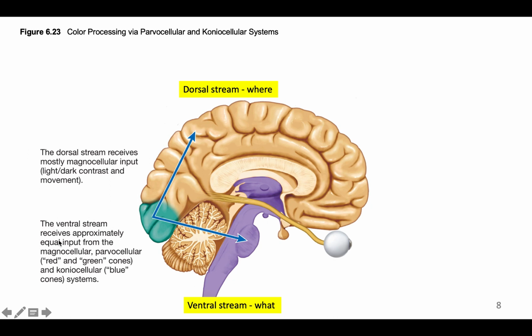The ventral stream receives information from all of the pathways, red, green, blue in the parvocellular and koniocellular systems, and also information about light-dark contrast and movement from the magnocellular division. The ventral stream is most important in object identification, whereas the dorsal stream is most important in telling you where an object is. We'll see in the auditory system how these pathways line up with the auditory association pathways.